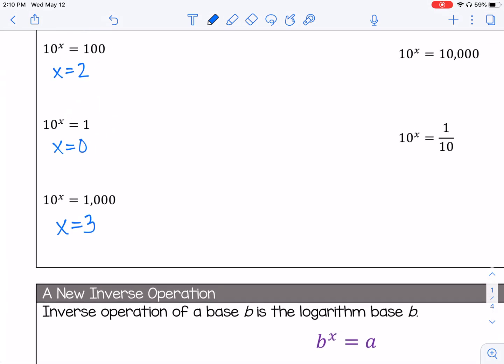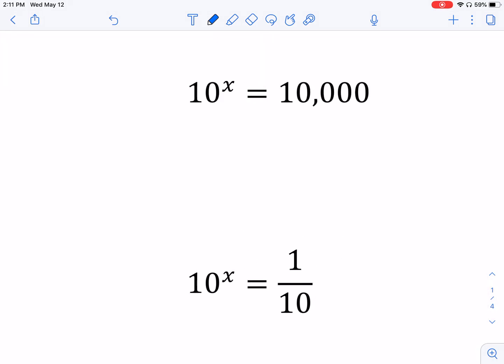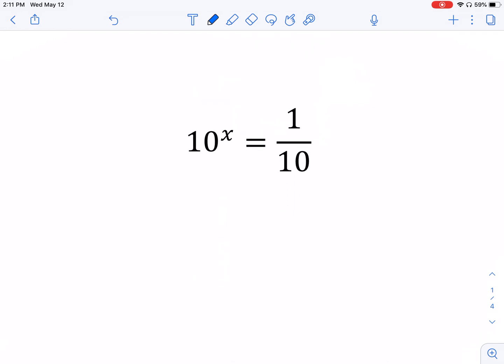Right? We can do these ones quickly in our head. 10 to what power is 10,000? Well, that's x equaling 4. 10 to the 4th is 10,000. 10 to what power is 1/10? Well, to make those flip, right, we have a negative exponent. x is negative 1.